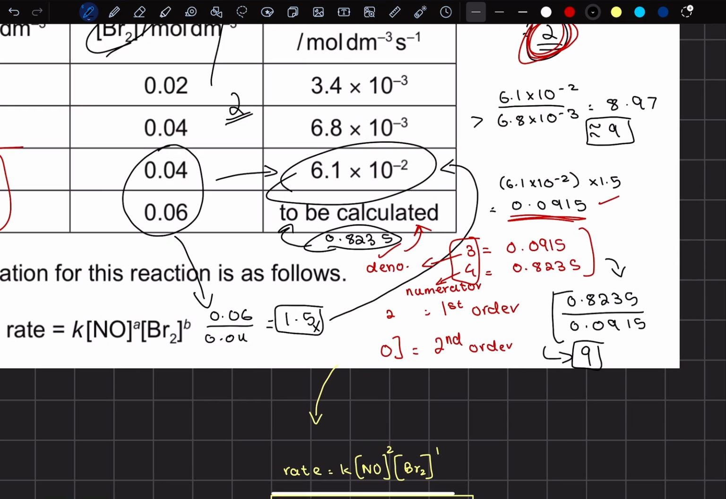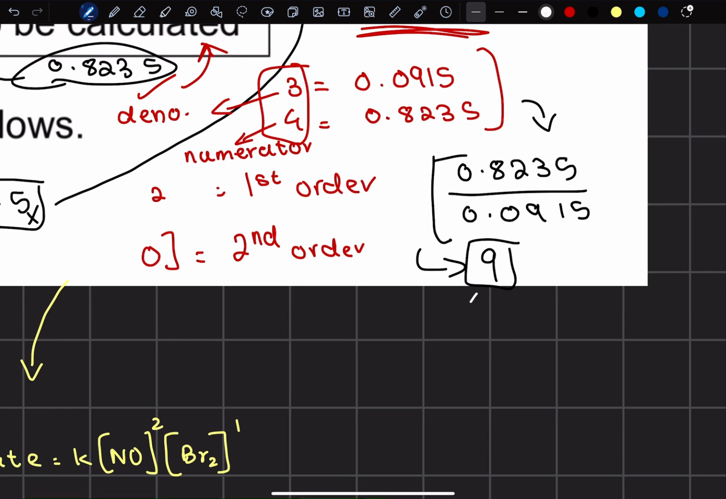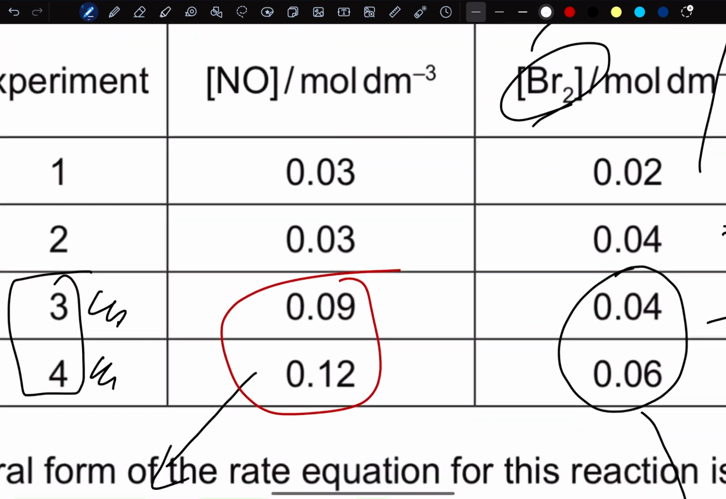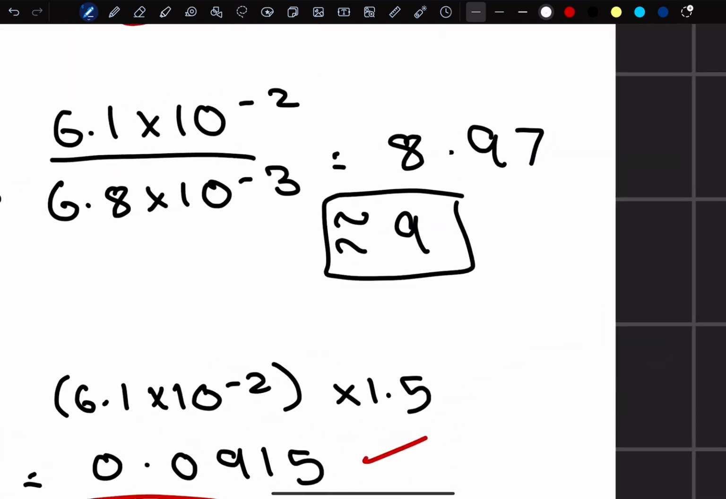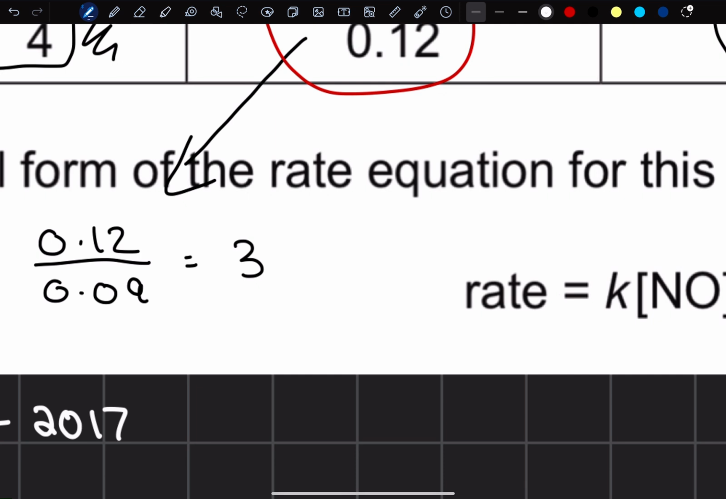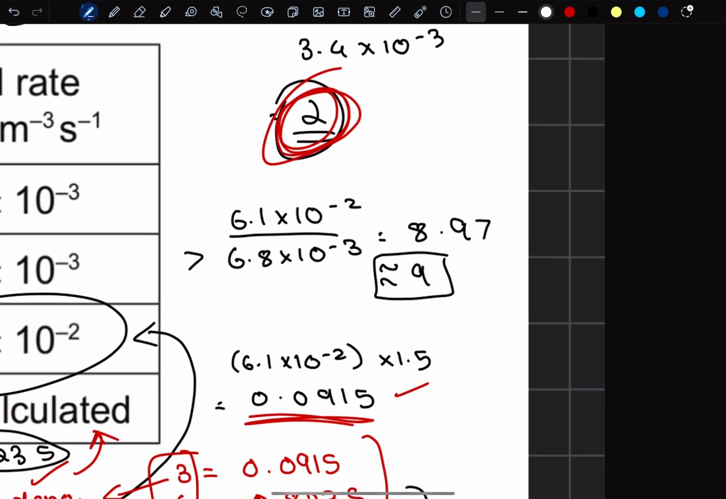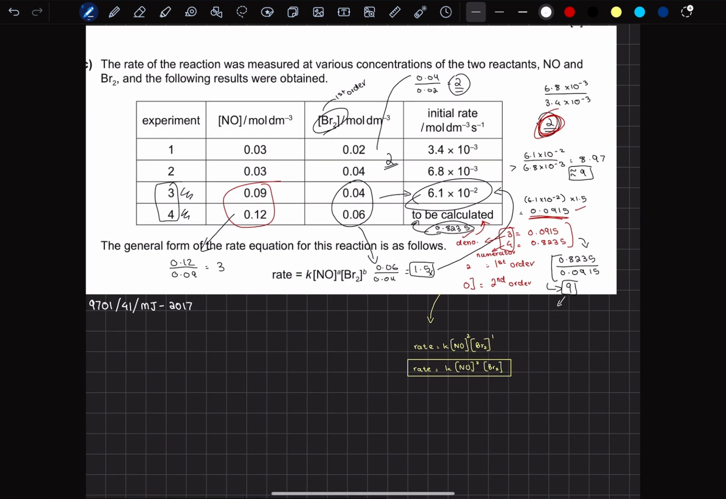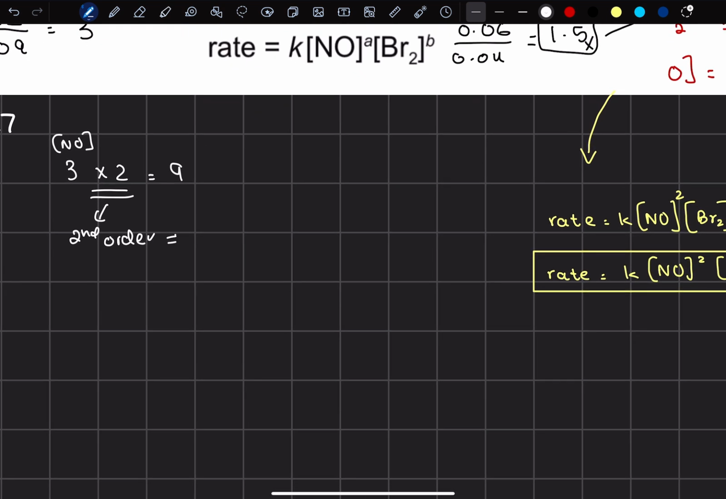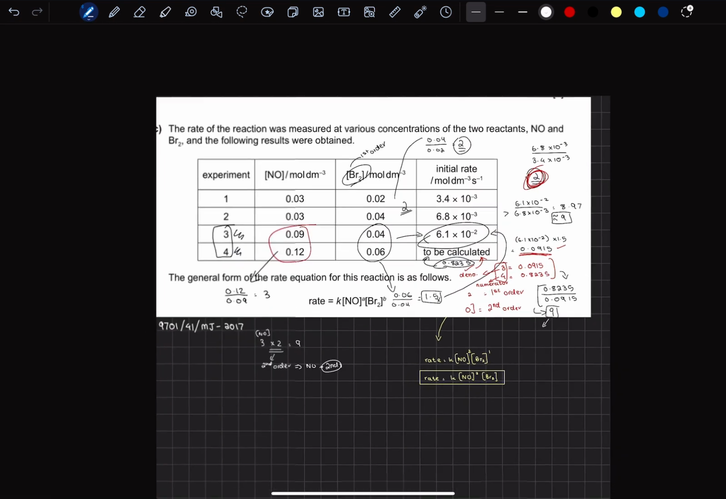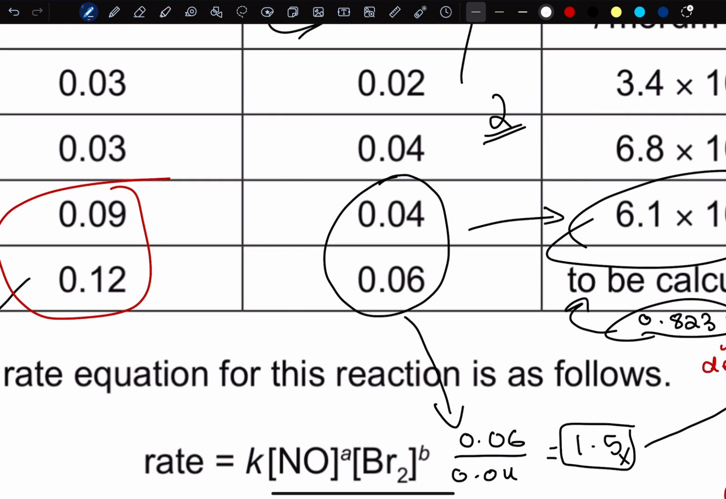Now if you haven't caught on, it's okay. What this means is that what I previously calculated using experiment 2 and 3, if you remember, was also 9. And what this meant was that because NO was increased by 3 and the rate was 9, you could tell that 3 into 2 is 9, so second order. So NO is second order.